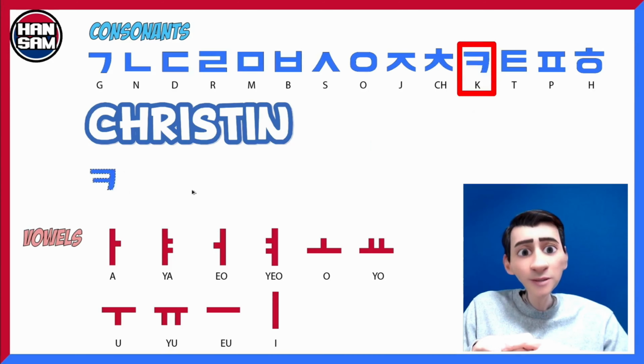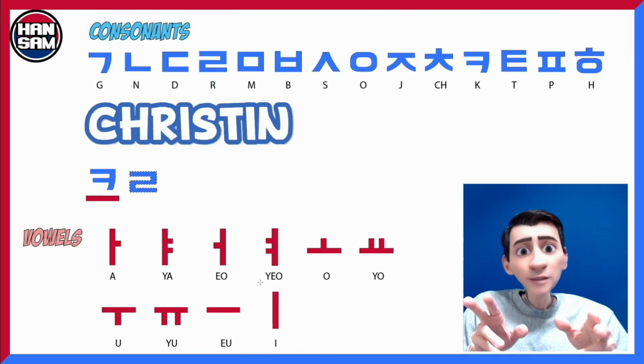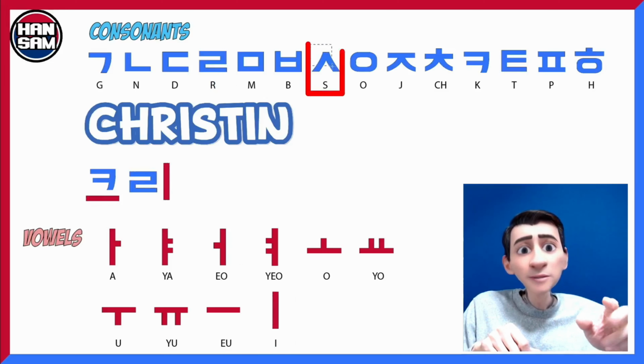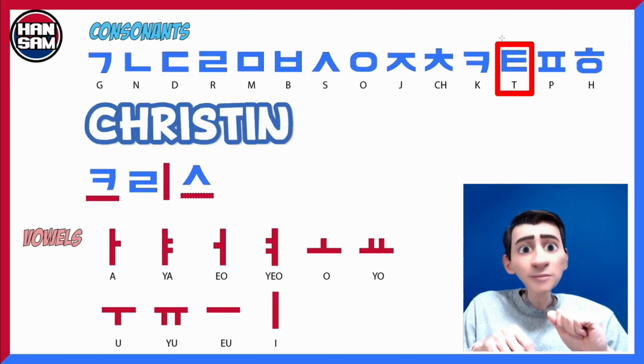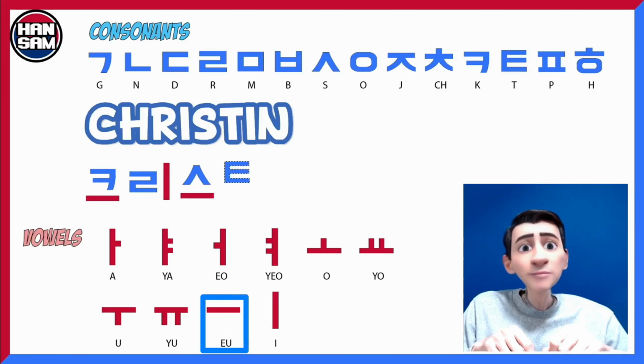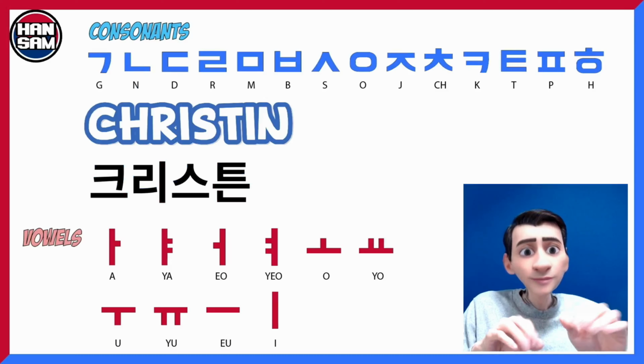Let's get k sound from kiok, sound from the vowel, r sounds from real, e sounds from the vowel, s sounds from shiot, sounds from the vowel, t sounds from tigut, again sound from the vowel, and sound from the neon to complete the name. There you have it, Kristen.